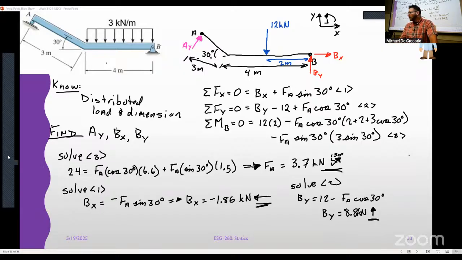All right. Questions on this? What if the distributed load had been along the entire thing? Oh boy, that's fun. You split the distributed load into two rectangles and you go from there. Okay.